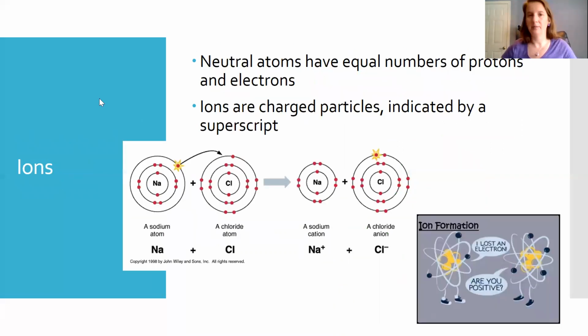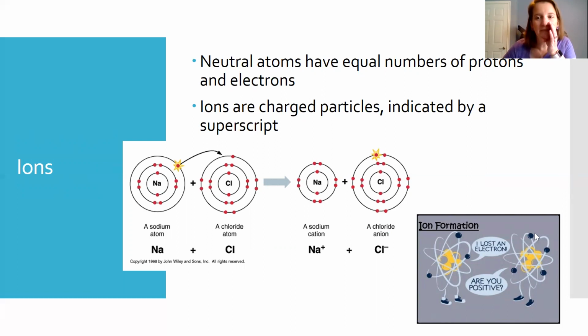Ions, let me move my little picture here. Ions have the same number of protons because remember, we cannot change the number of protons. If we change our protons, we change the element that we're talking about. Neutral atoms have the same number of protons and electrons. Ions don't. Ions are charged particles. So that means that they have to have a different number of protons and electrons. If the protons can't change, that means that they have a different number of electrons. So that happens because of the way that these atoms interact and bond with each other. Something that we'll be talking a lot about this year.